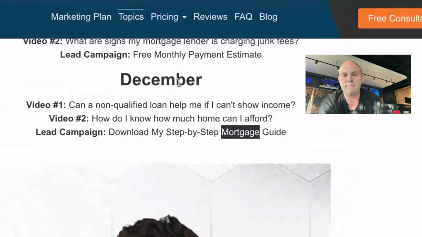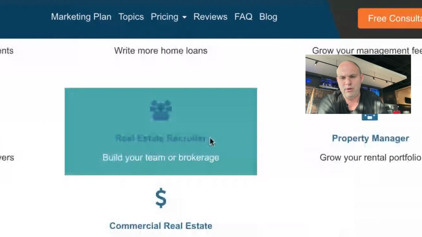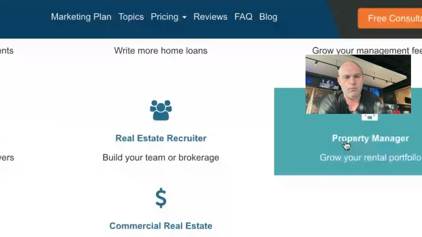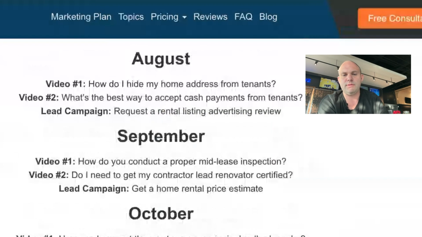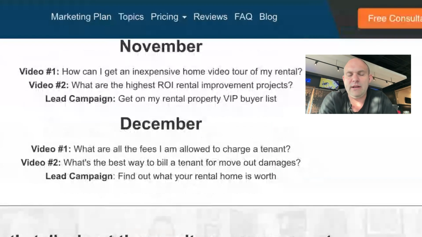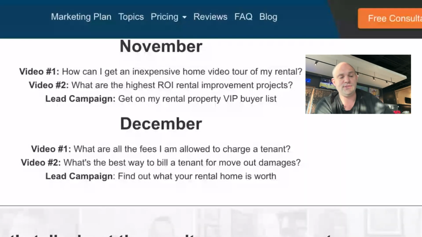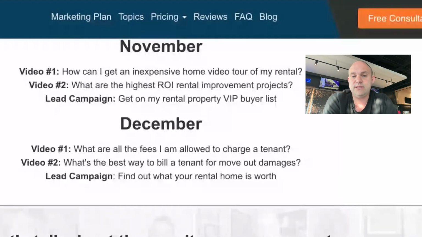Let's keep going. Property managers. Getting a lot more property management clients here at Vyral. A lot more. Let's scroll down. December. What are all the fees I'm allowed to charge a tenant? This is a good one. And this is something you're going to have to know the laws on. We can give you a good general across the country, but I would really like you to be specific on what fees is a landlord or property management company allowed to charge a tenant within reason, based upon maybe what you've dealt with the court system in your county.